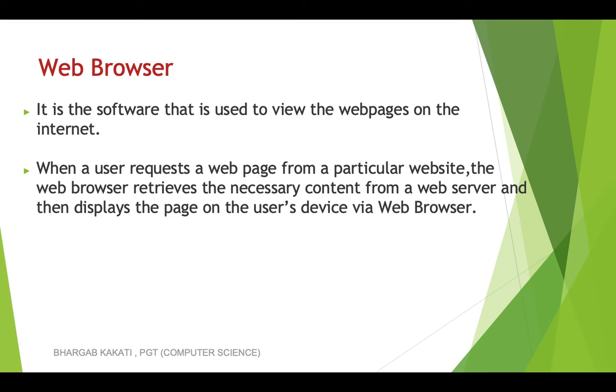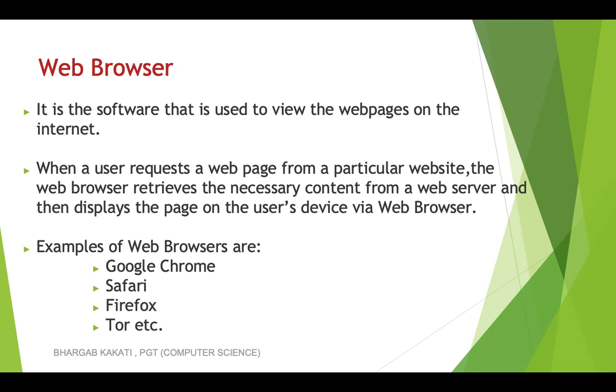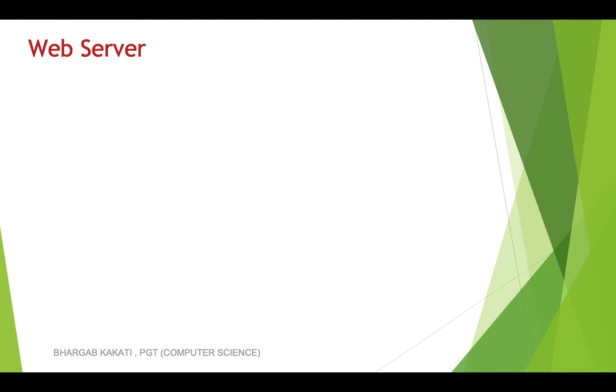And if it is not available, or if there is an issue with your internet connection, the browser will show you some kind of error message. Some examples of web browsers are Google Chrome, Safari, Firefox, Tor, etc. All these software are used to view the web pages on the internet. Let's go to the next topic, which is web server.